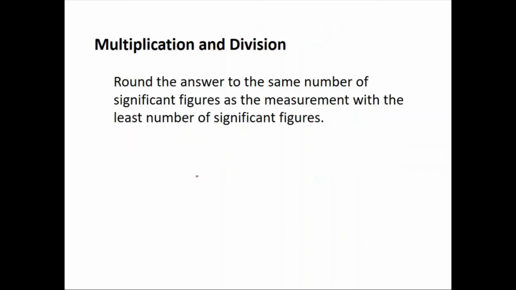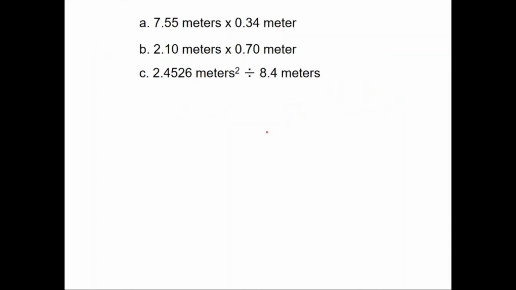What about the multiplication and division? The rule for this one is that round the answer to the same number of significant figures as the measurement with the least number of significant figures. An example will clarify this definition. Here we have 3 examples. We are going to multiply 7.55 with 0.34, and also multiply this one and also multiply this one.